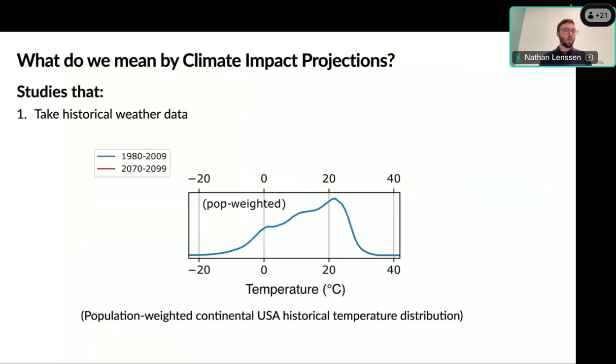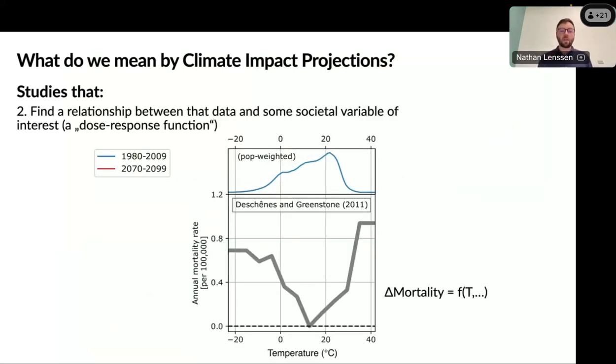But what we mean in this study now by climate impact projections is a specific definition used in the climate econometrics literature. And what studies we're referring to are studies that take some sort of historical weather data. And so in this case, we'll be just talking about daily temperature over the continental United States. And so we have some distribution of daily temperature. And what we're interested in is finding a relationship between temperature and some sort of socioeconomic outcome. So I'll be using excess mortality due to heat in this example.